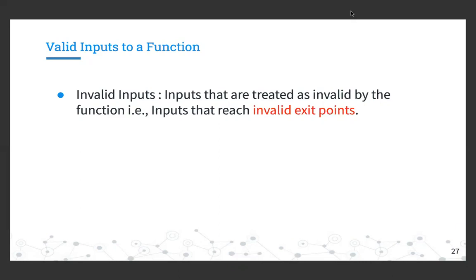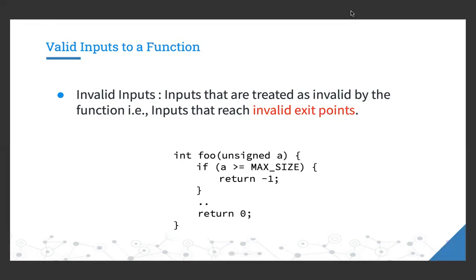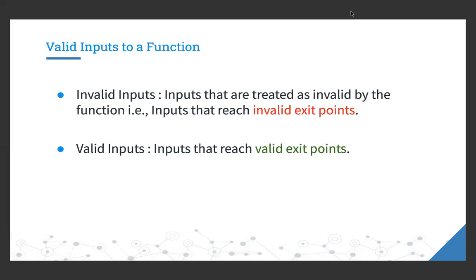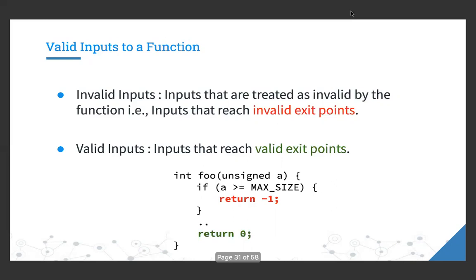Let's look at an example. This is a simple function foo. We can see that it has two exit points, return 0 and return -1. And intuitively, we can see that return -1 is an invalid exit point. So all the inputs that can reach return -1 can be considered as invalid inputs. Similarly, all the inputs that reach valid exit points can be considered as valid inputs. In our example, return 0 is a valid exit point, so all the inputs that reach return 0 can be considered as valid inputs. Now, how can we find valid inputs?